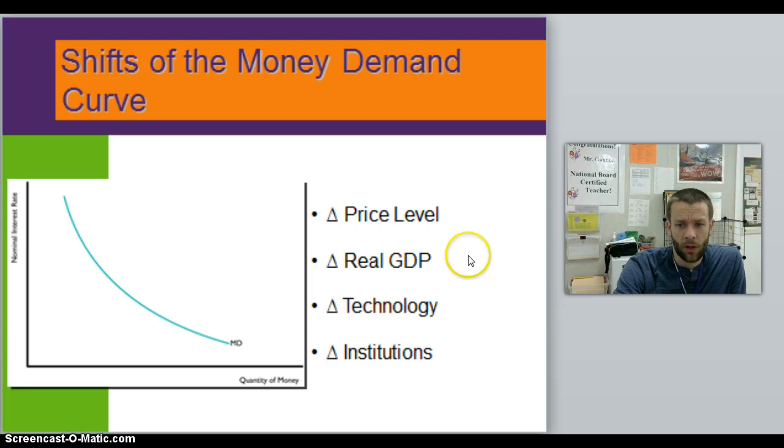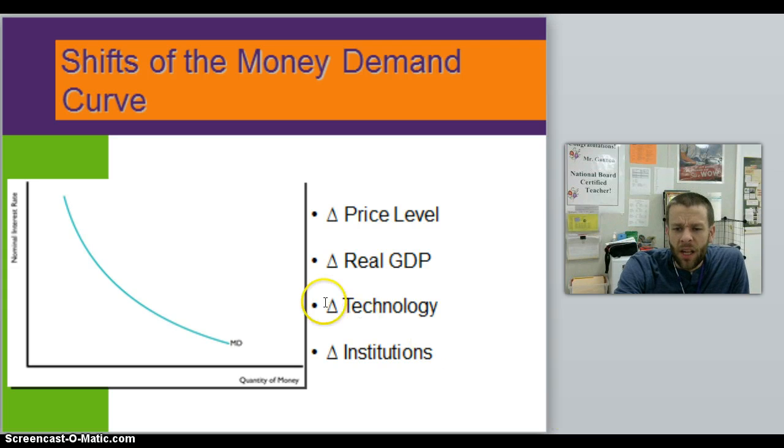Now, the second thing we're going to talk about: changes in real GDP. If the economy gets stronger, real incomes and real GDP rise. The larger the quantity of goods and services we buy, the larger the quantity of money we will want to hold at any given interest rate. So an increase in real GDP, an increase in the total quantity of goods and services produced and sold in the economy, shifts the money demand curve to the right. So as GDP increases, so does money demand.